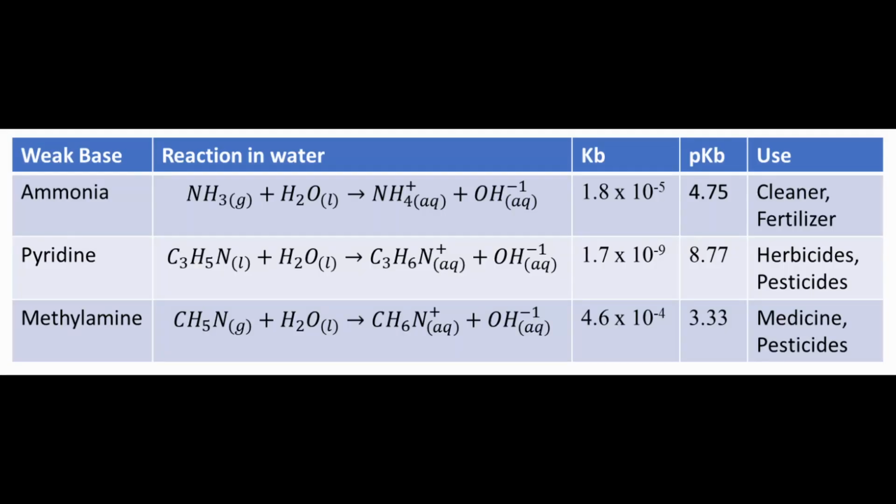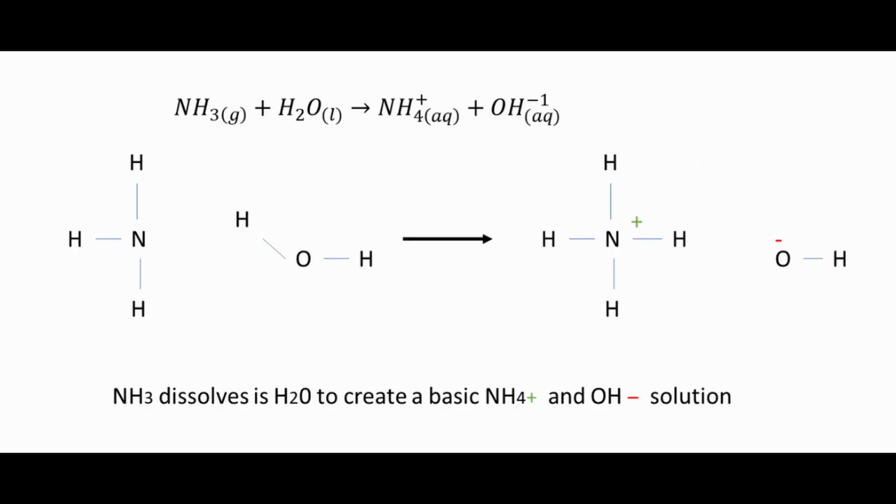There are many chemicals that act to remove a proton from H2O and increase the OH- ion count in water solutions. Ammonia, NH3, causes an increase in hydroxide ions, OH-, when dissolved in water. The ammonia reaction has a Kb of 1.8 times 10 to the -5 or a pKb of 4.75.